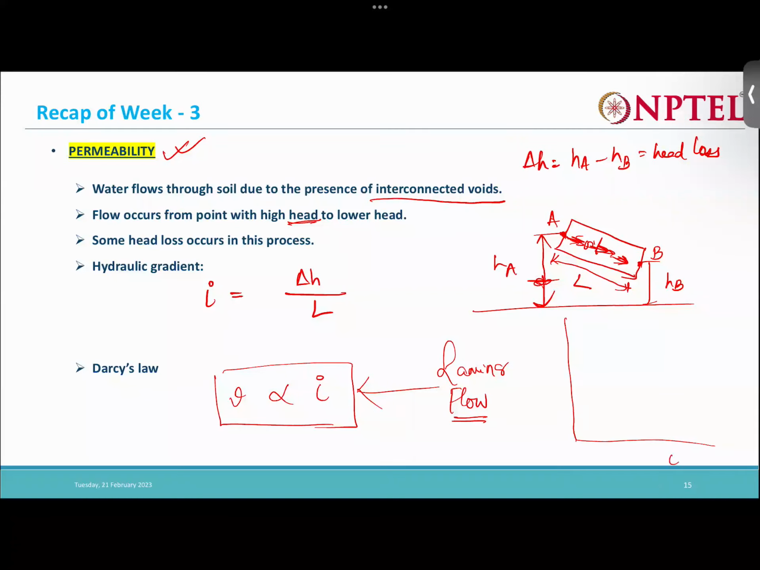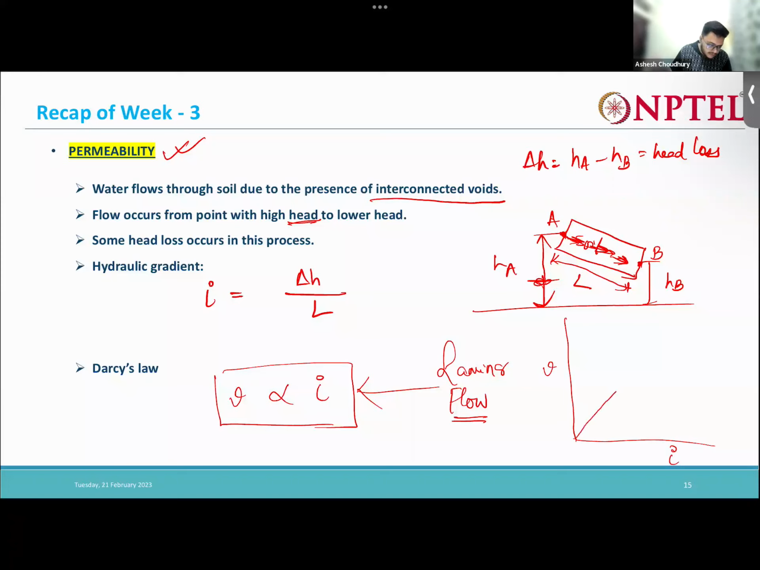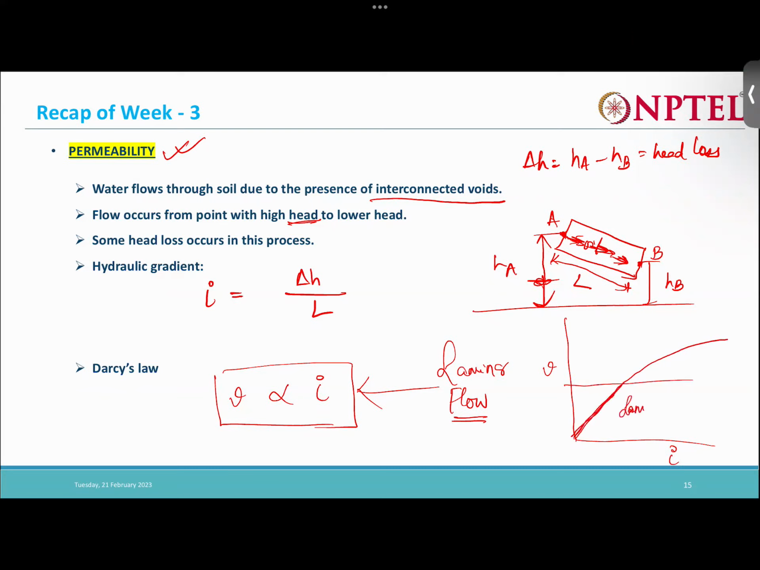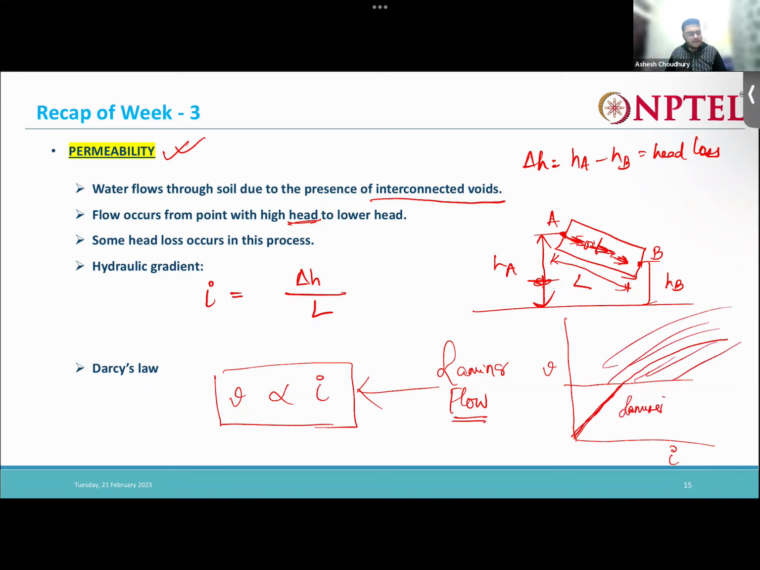So if I plot my hydraulic gradient to the velocity v, my graph is actually like this. If you see only this part, it's linear. So in this part, it's laminar. Darcy's law is not valid here. It's only valid in the laminar region, where my velocity will be proportional to the hydraulic gradient.